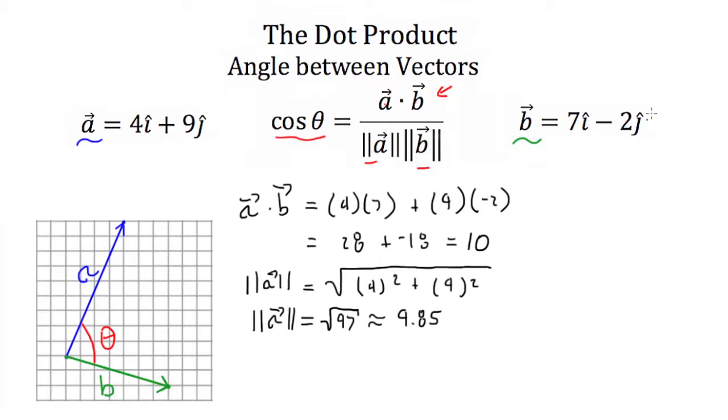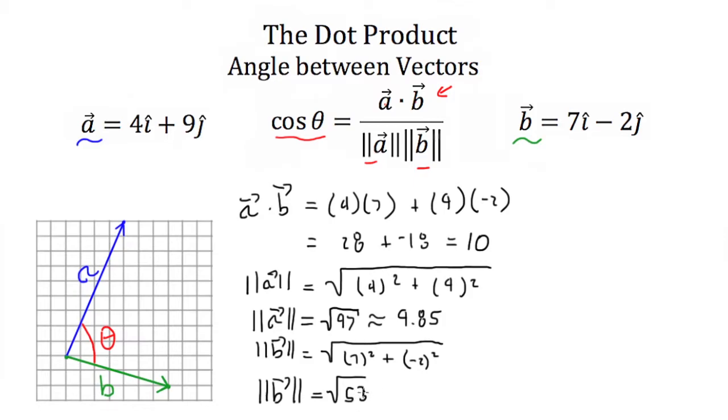Now let's find the magnitude of B. The magnitude of B is equal to the square root of B's movement in the x direction, so 7 squared, plus its movement in the y direction, so negative 2 squared. That means the magnitude of B is equal to the square root of 53, or you can think of that as approximately 7.28.